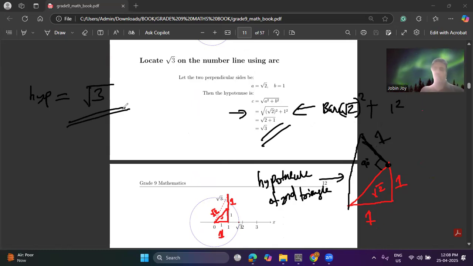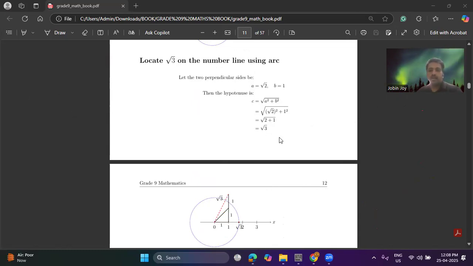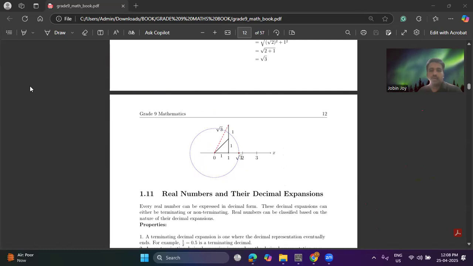By applying the Pythagoras theorem, you will be getting hypotenuse as root 3. Then same principle, take your compass. So here this is the center. And so the circle here is wrong actually. So you have to take this distance till this distance, okay, because this is root 2, like this. Okay, so this is the root 3, understand? This distance is root 3.